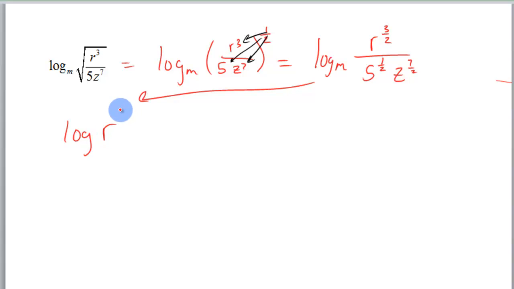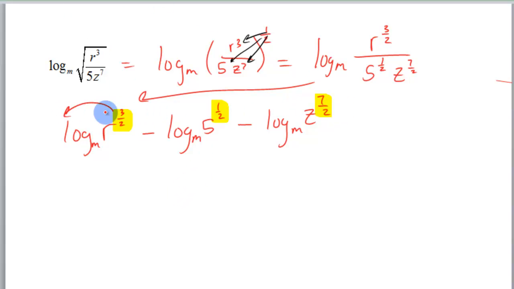R to the 3/2 with a base of m. Then now these things are in the denominator, so minus log each one of them. First one's a 5 to the 1/2 with a base of m. Then there's another thing in the denominator, so it's minus log z to the 7/2 with a base of m, right? Now I have all these exponents here that can be dealt with the power rule. They need to be brought down out front of each of those.